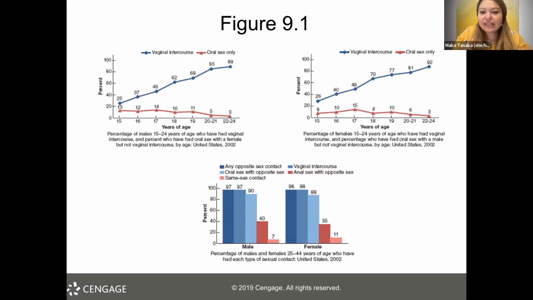And then if you're interested in more specific sexual behaviors, you can see the graph at the bottom that has specific things like anal sex or opposite sex partners. And you can see that pretty much the patterns look somewhat similar between men and women.